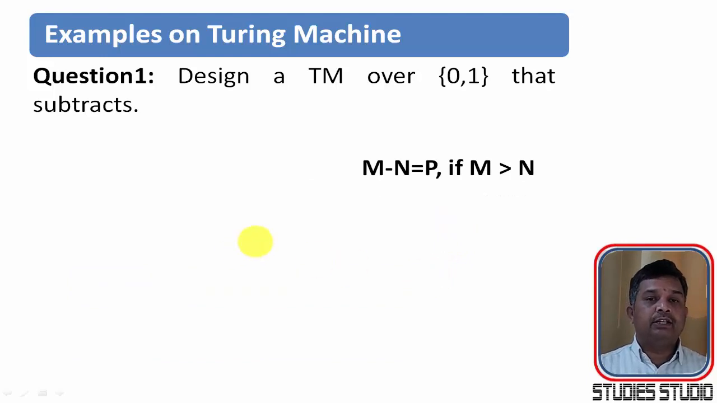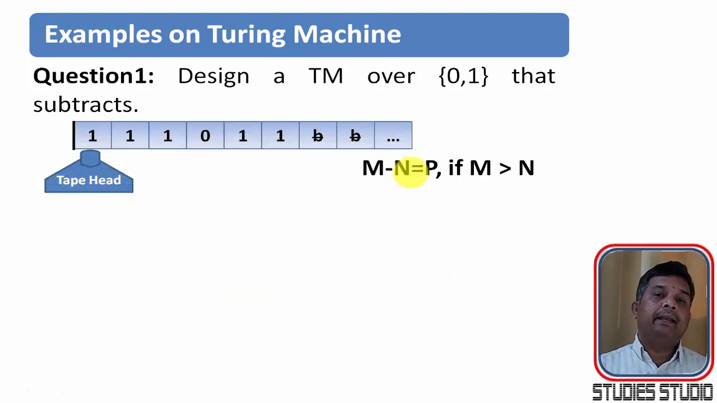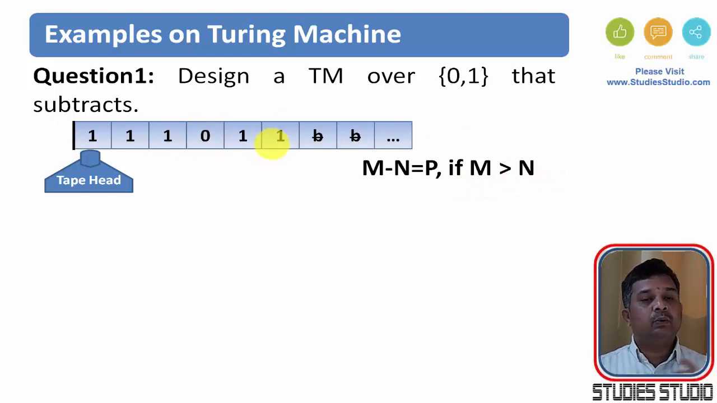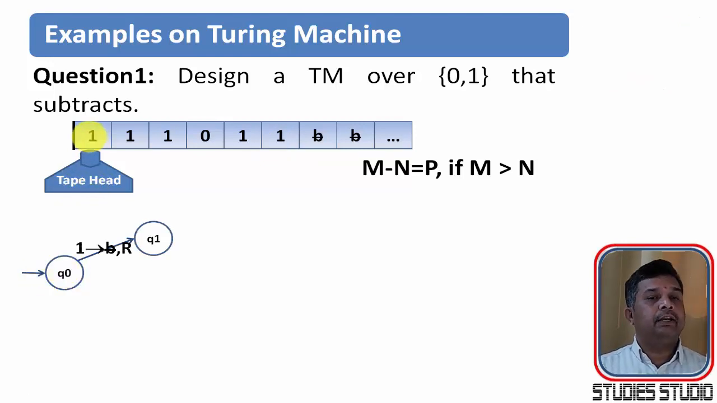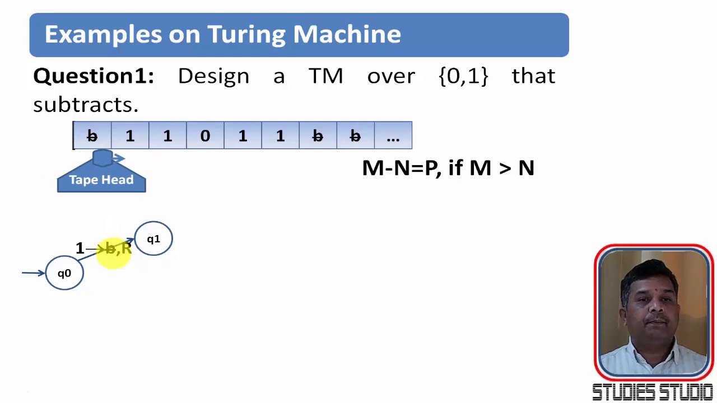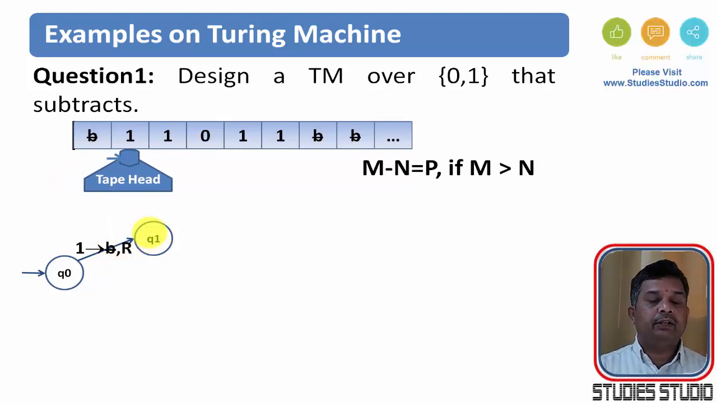Let us try to write this program for m minus n equal to p. So 3 ones are there, a 0, then 2 ones. Let us see what the result will be. We are at state q0 and our tape head is pointing to the first element, that is 1. When 1 is appearing, I'll write blank on the particular location and I'll move right. And I'll come to state q1.